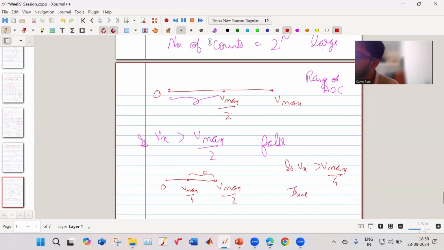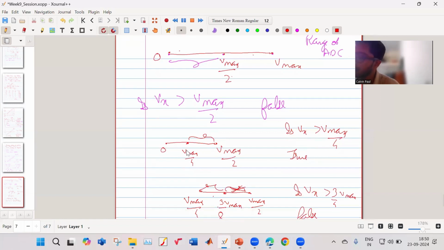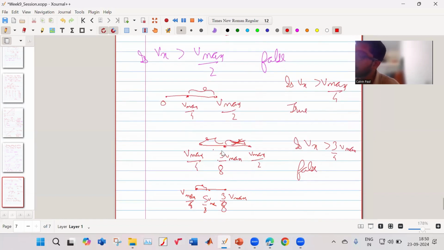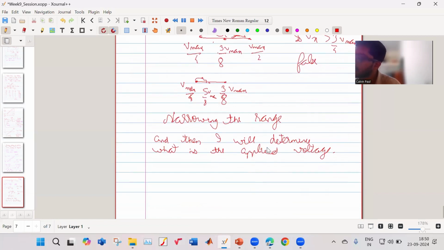Then I will go to the next range where it actually is, and then I'll again consider the midpoint of that range and compare with that midpoint. Then I will finally find out at which range it is, and then I will slowly converge to the actual value. So I'm narrowing the range and converging to the actual value.